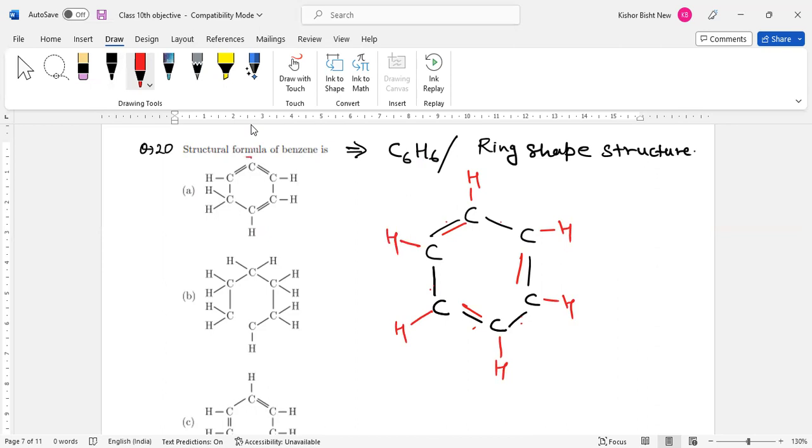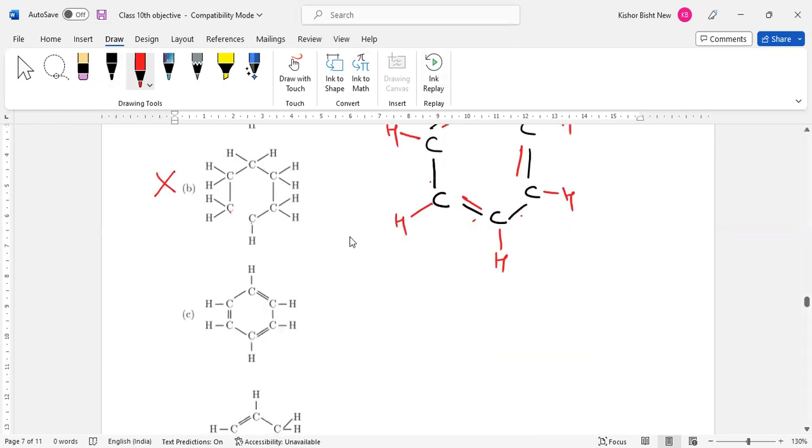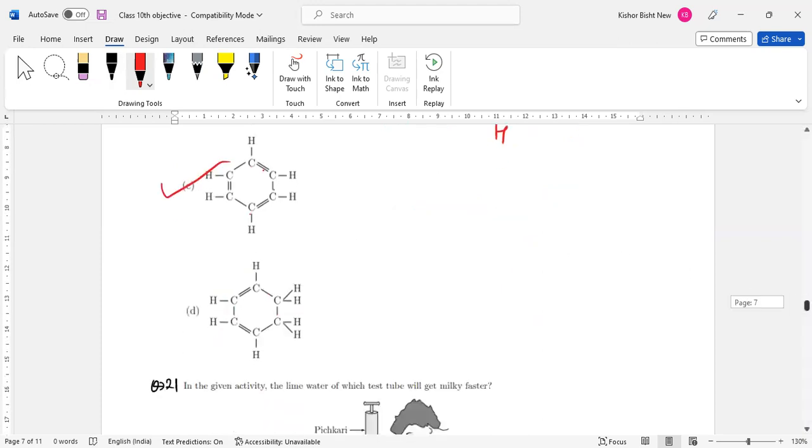Now here you see this is wrong because the 2 double bonds are together. That's why this is wrong. Here this is incomplete, and the second one has no double bond. So B is also incorrect. Come to the next. Each carbon contains hydrogen and there are alternate positions of the double bonds. So C is the correct answer. And the D one, here there are only 2 double bonds, not 3. That means this is also incorrect. So your correct answer is C.